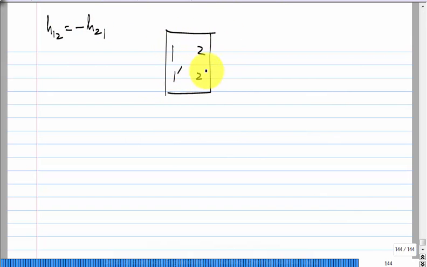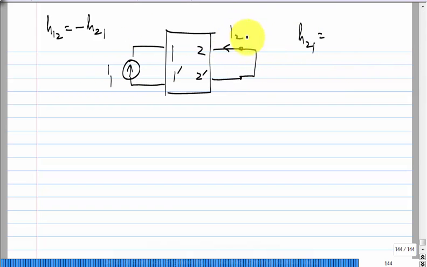Similarly, H12 equals minus H21. In this case, how do you measure H21? What will you apply? How will you measure H21? Yeah, I will apply a current here, I1, and measure the current I2. So, H21 is the short circuit current gain, right?